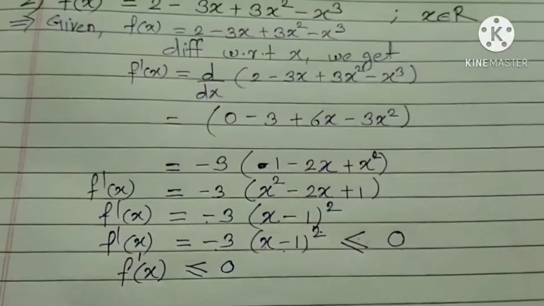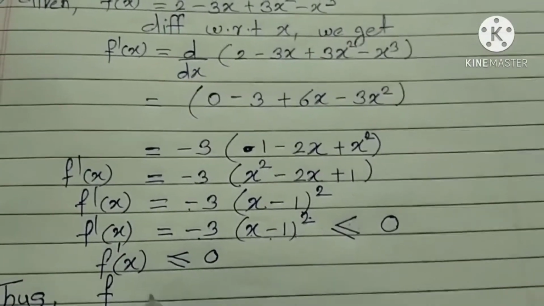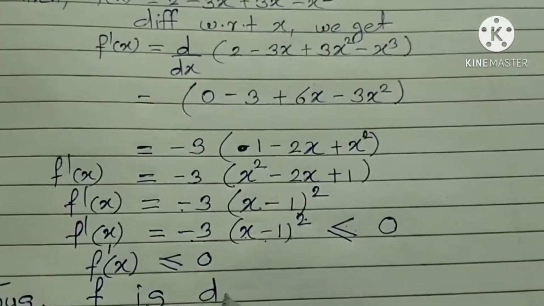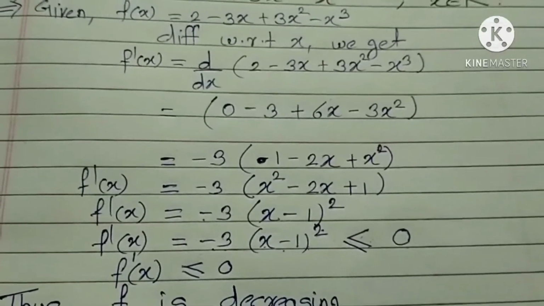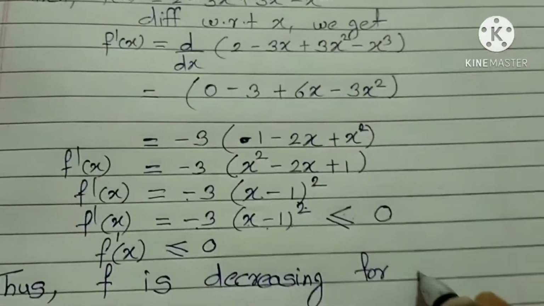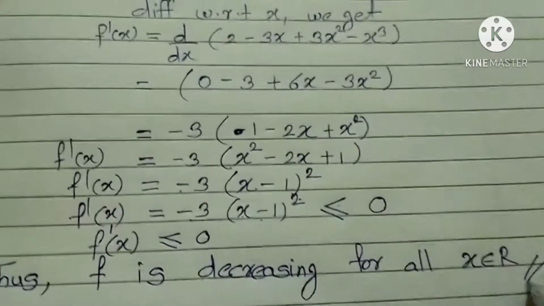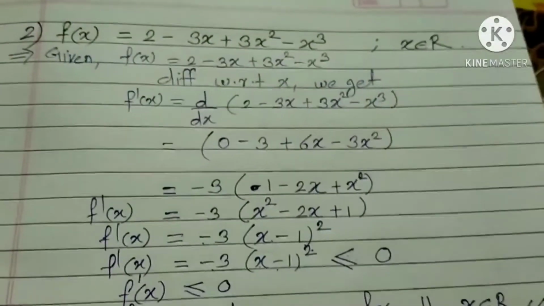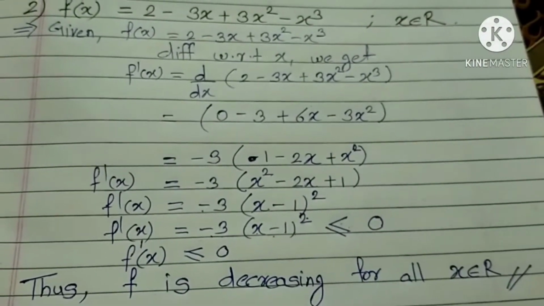And now here we conclude that thus f is decreasing for all x belongs to real number. Observe that example. It is also very simple example. In few steps we find our solution.